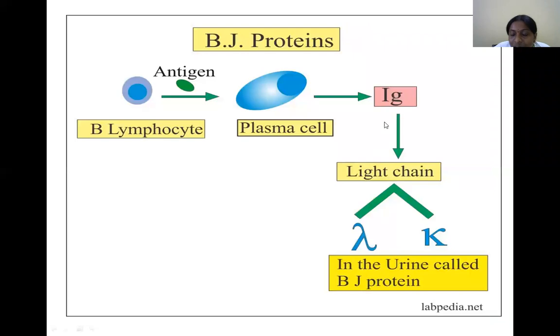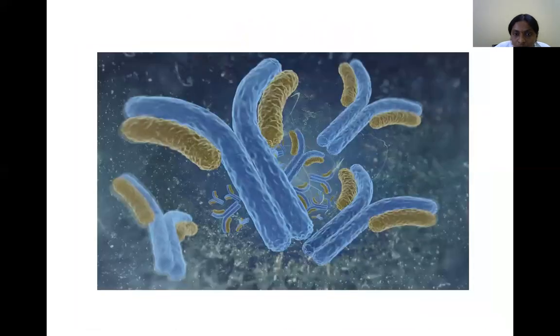These are the light chains of immunoglobulins, classified into 2 types, lambda chain and kappa chain. These are excreted in urine in excess amounts. This mainly leads to renal tubular damage. This is the structure of immunoglobulin, a Y-shaped tetramer consisting of both light chains and heavy chains.